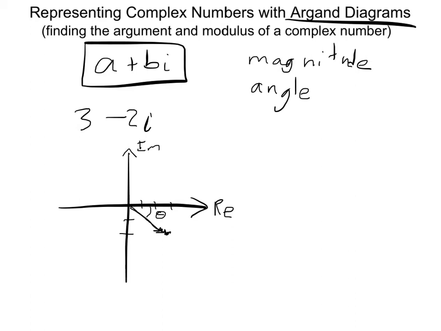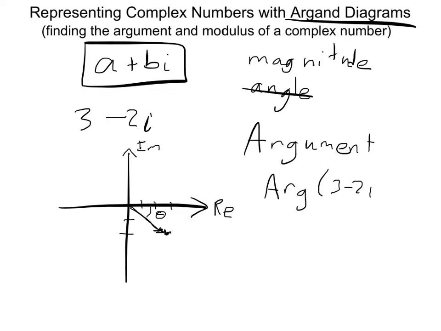And so, one of the other things that I need to do in this, other than show you how to draw these diagrams, which I hope you can see is very simple, is how do we find the argument of a complex number? How do we find the modulus of a complex number? So first of all, notation. The angle, we're going to be calling the argument. So if I ask us to find the argument of this complex number, I would write that as arg of 3 minus 2i.